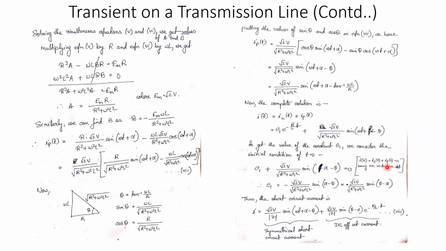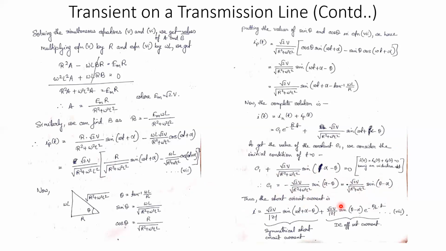So it is called the transient and the steady state value, and at t is equal to 0, the current is 0, being the inductive circuit. This is an inductive circuit. So C1 is equal to minus of root 2 V by root over R square plus omega square L square sine of alpha minus theta, which gives us root 2 V by root over R square plus omega square L square. This will be reversed if I take the negative sign inside, then sine of theta minus alpha.